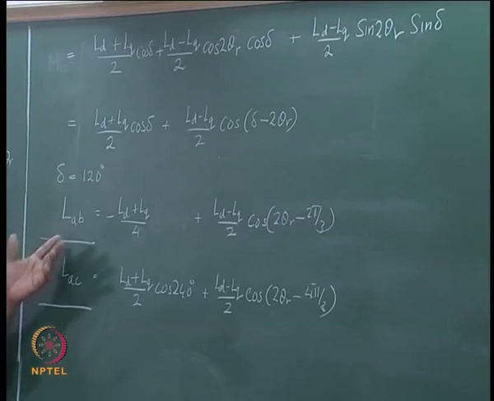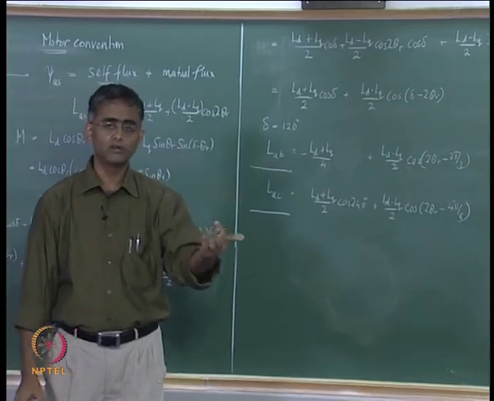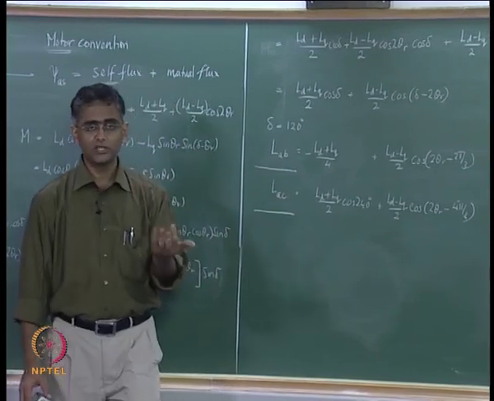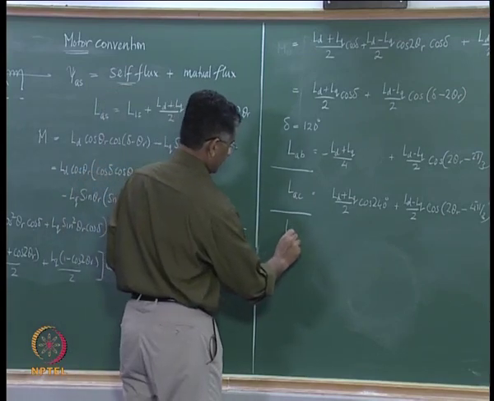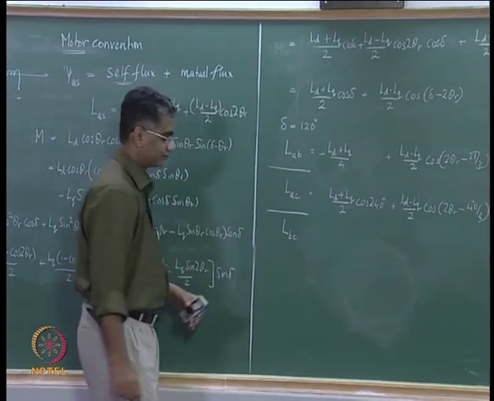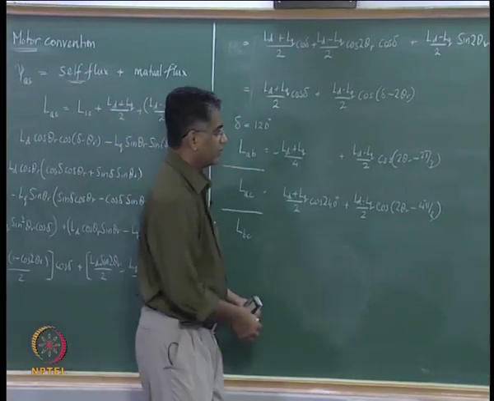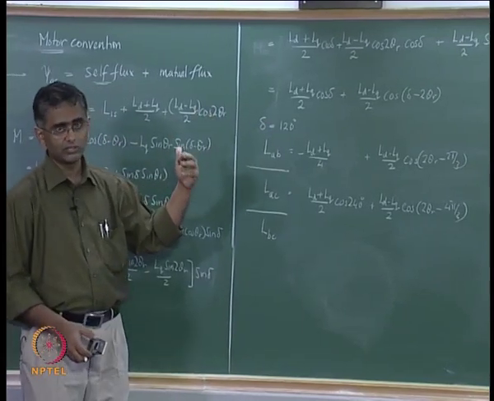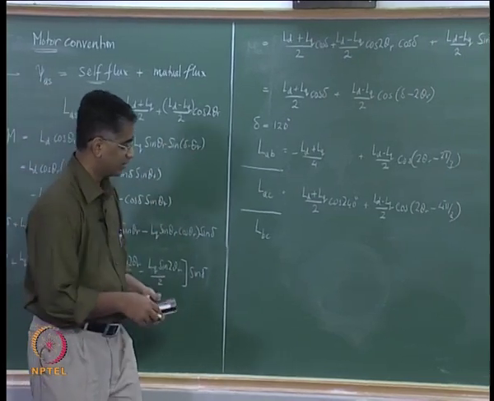LAB we know must be the same as LBA as well, that means mutual inductance between B and A phase, that is A excited flux linkage in B, and similarly LAC must be the same as LCA as well. What remains is LBC. To find out LBC, we can use the same expressions, but we must understand what is the geometry for which this expression has been derived.